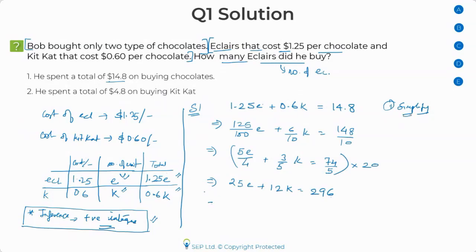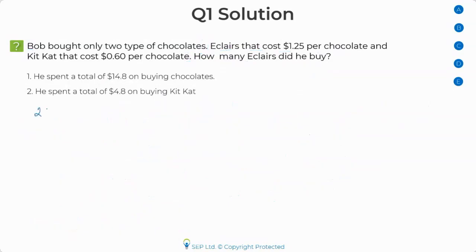And this is very important. So I'm going to the next slide to show the simplification. I'm just going to use this equation. So I'm taking it to the next slide. So I have 25e plus 12k is equal to 296. Now what you do is you take the variable with the smaller coefficient to the other side, and write it like this. And you divide both sides by 12 and end up getting this. Okay, so I hope so far it is clear.